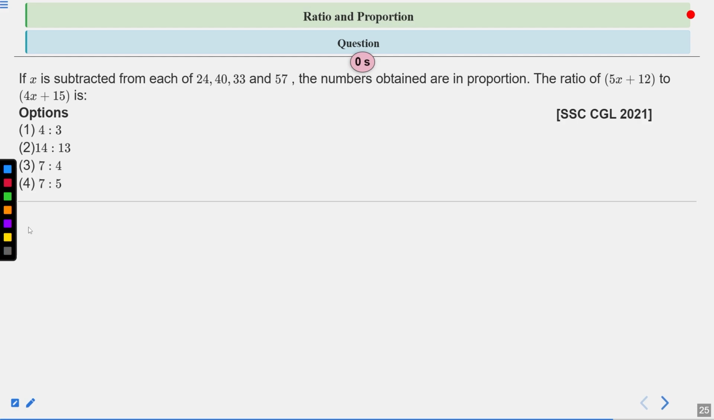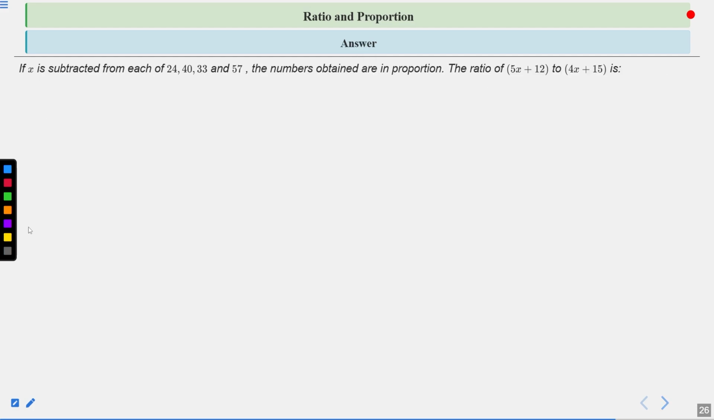Now time's up. Let's see the solution of this question. The question says that if x is subtracted from these numbers 24, 40, 33 and 57, the numbers obtained are in proportion. So first we need to calculate the value of x, then we need to calculate the ratio of 5x plus 12 to 4x plus 15. The correct answer of this question is the second, which is 14:13. Now see the detailed solution of this question.